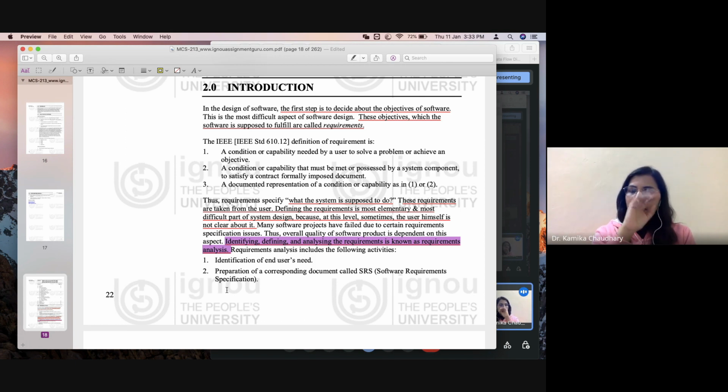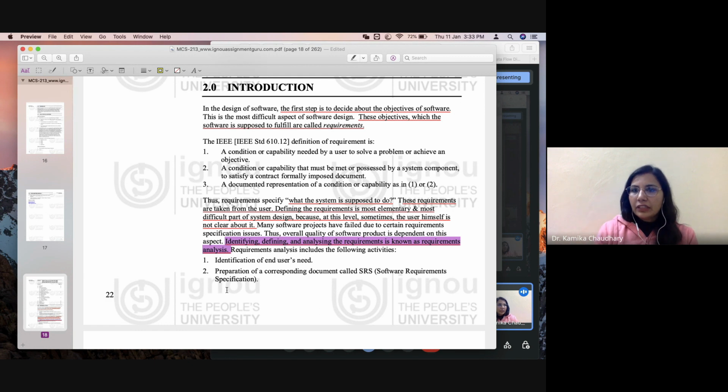Okay. And how is it defined? It is defined as: defining and analyzing the requirements is known as the requirement analysis phase. So these are the 3 important points which are going to be dealt with in this chapter or in this unit: identifying the requirement, defining the requirement, and analyzing the requirement. Identifying how? By asking the customer. Defining, you know, is just a broad point. Now you need to define every detail of that broad point, which comes under defining the requirement.